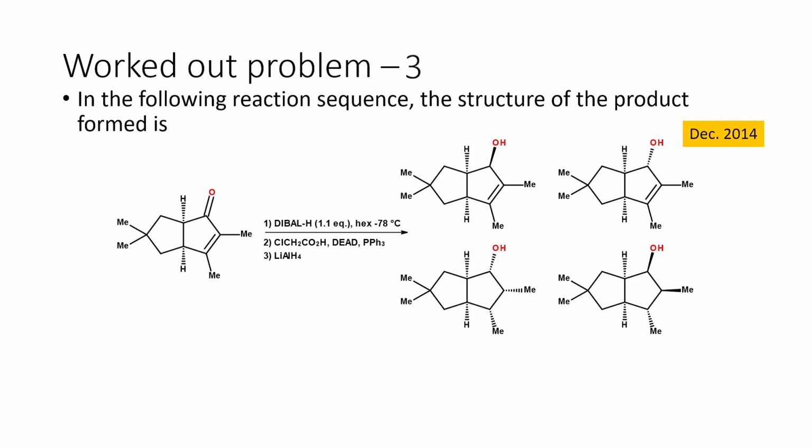Let us move on to the next problem. So in the following reaction sequence, the structure of the product formed is, we have four different products, A, B, C, and D.